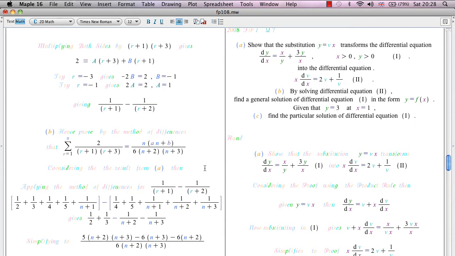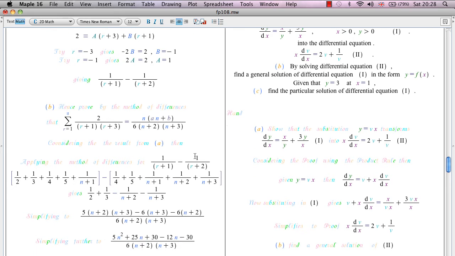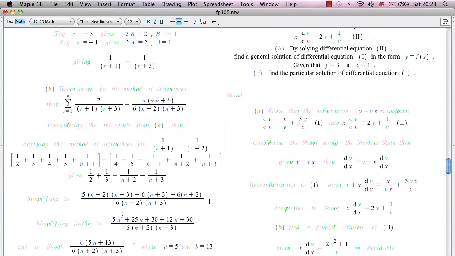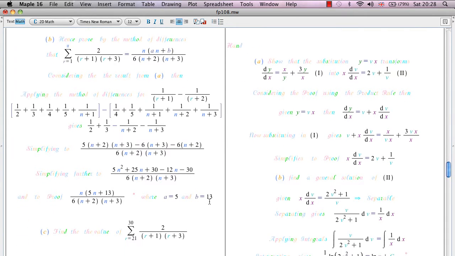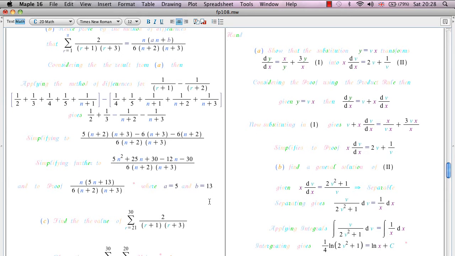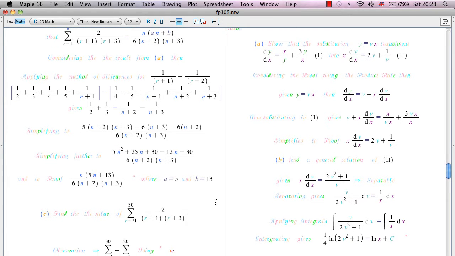So for part B, the method of differences, using the partial fractions from A for the expression and applying to 5 terms and subtracting gives a half plus a third minus 1 over n plus 2 minus 1 over n plus 3. And simplifying this expression gives the proof required.